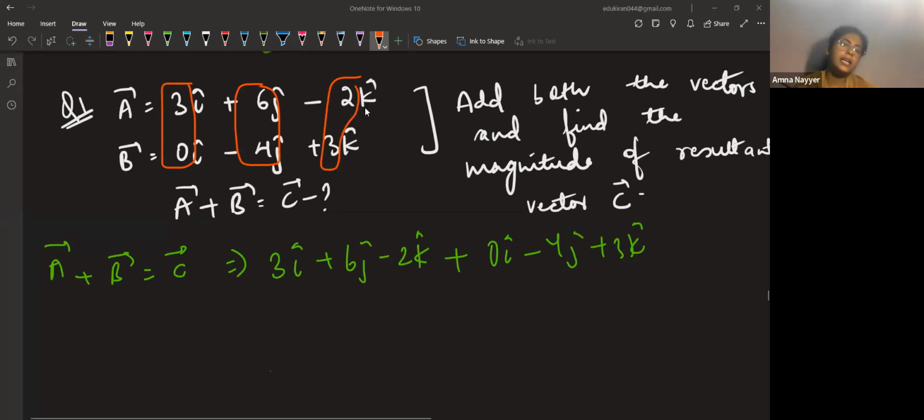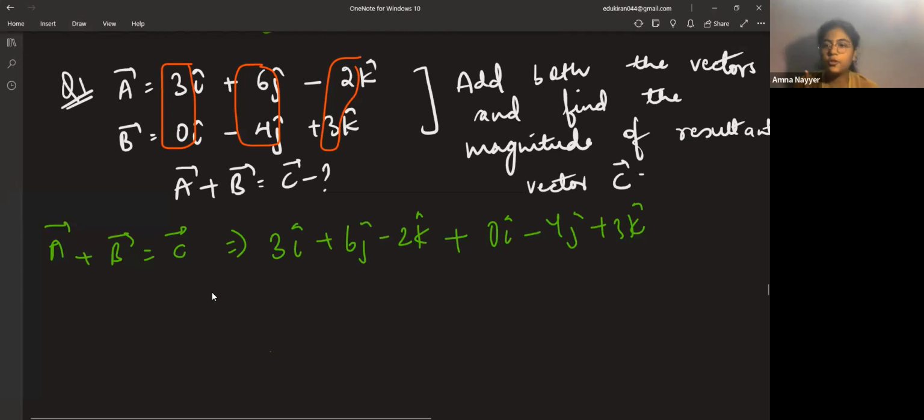Root 38. No, I think root 38 is, let's check the answer. I think Humam's answer is right. Root 14 should be the answer. But let us check, I don't remember the answer exactly. I got my mistake. What are you getting, Sarah? I think I did like, there's plus 6 and minus 4, right? So I did plus. Do the calculations again.